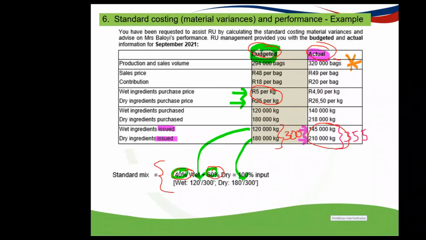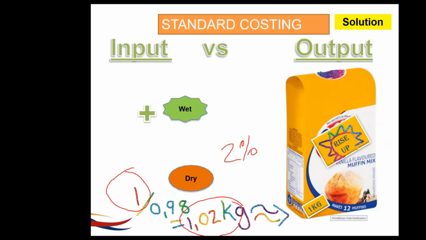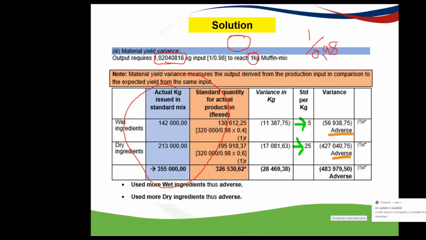Okay, so in this question, we told you that we produced and sold 320,000 bags. Okay, so 320,000 bags, remember that. Then this 320,000 bags, if I divide it by 0.98, I'm going to see I have to have an input of 326,530 in total, okay, to get to 320,000 because I'm going to have a normal loss.